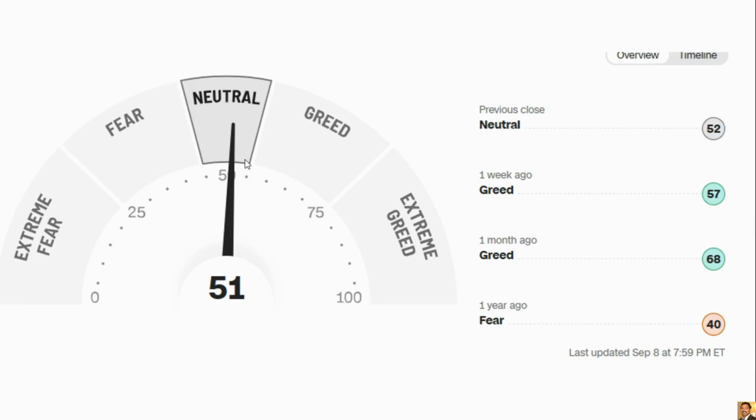So as always we start with the fear and greed index. This week it is in neutral. We know last week it was in greed, and for a couple of months it has been in greed and extreme greed. Now it's back to neutral, going back and forth between neutral and greed.